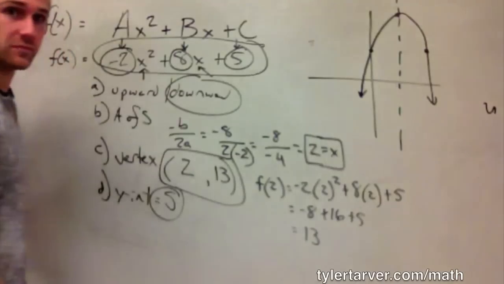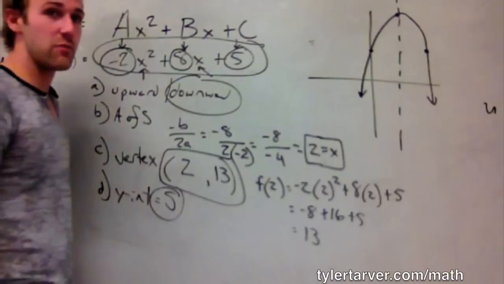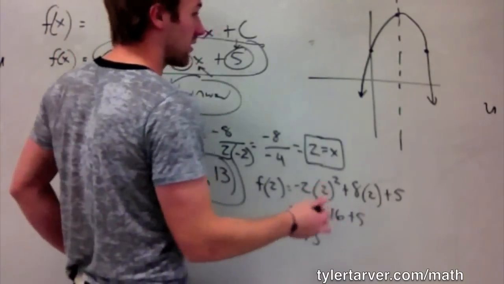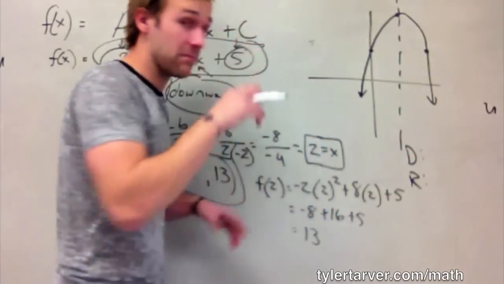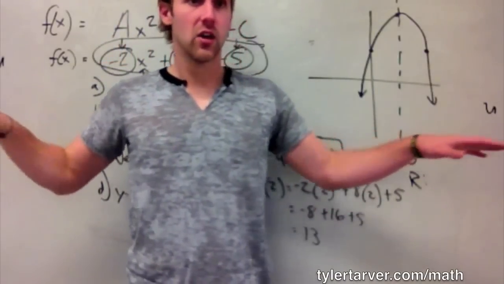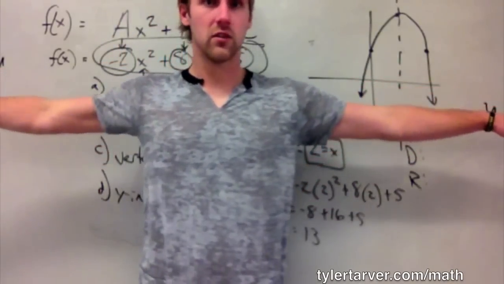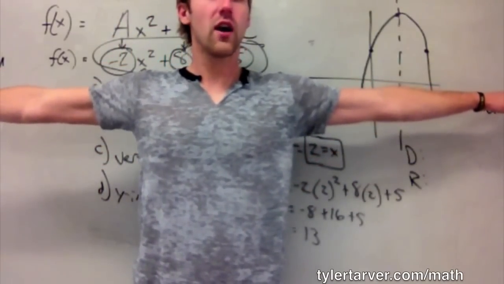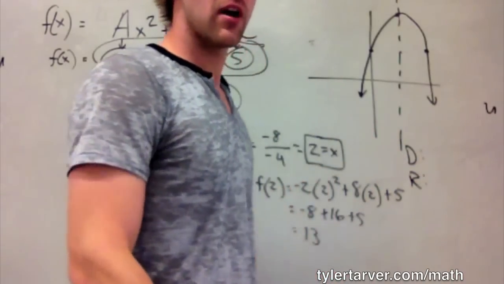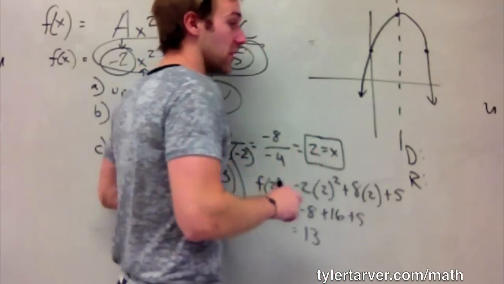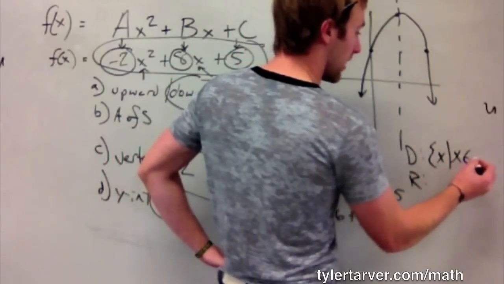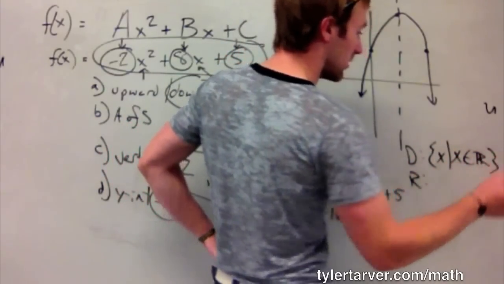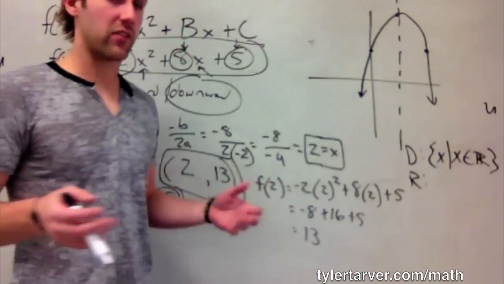I plotted it. Okay? The last thing you might have to learn or show is your domain and range. Domain is how far it goes left and right, which we know it's always going to go how far? Forever. Yeah, it goes on forever. Okay, so we'll put it in set builder notation. x is an element of all real numbers. Okay, which means x can be anything.